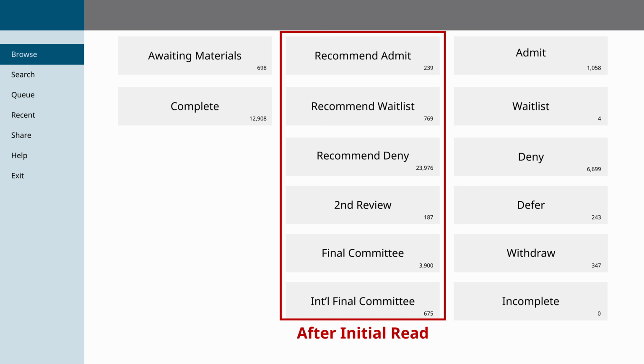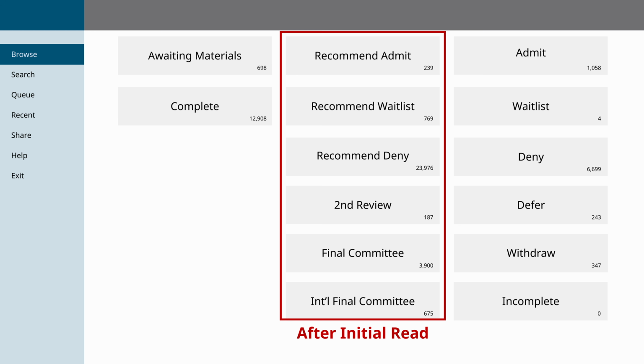whether that's a recommendation or final committee, or perhaps the file is technically complete but missing a critical piece of information. Maybe the transcript is submitted, for example, but it only has partial grades, so the file is sent to second review. Final committee and the International Final Committee.